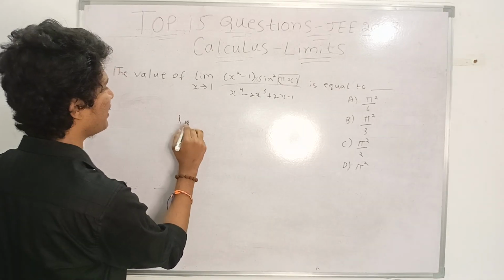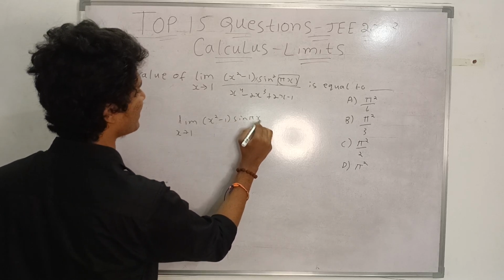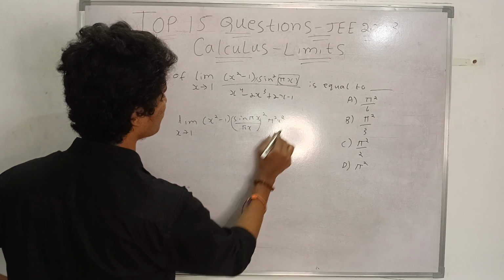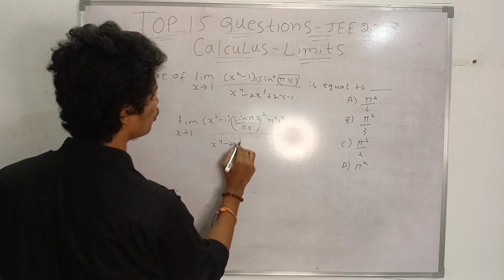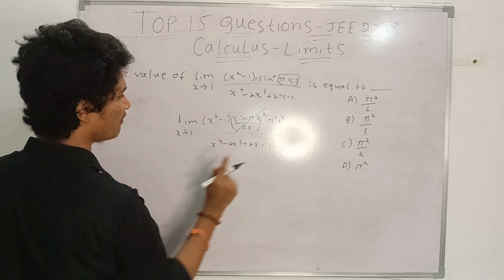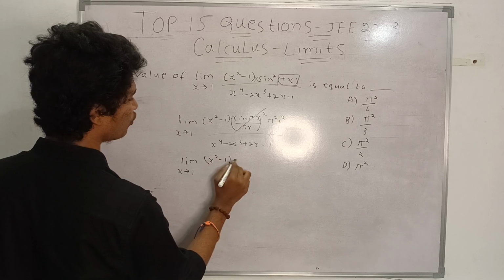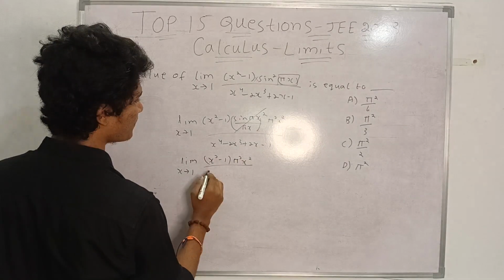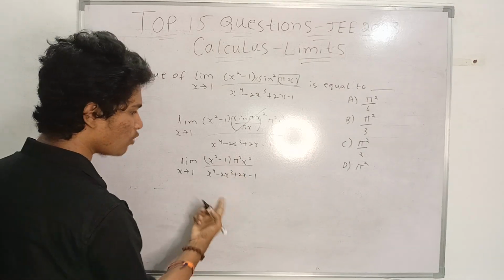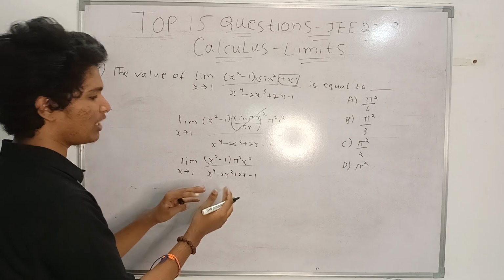Basically I am writing here limit x tending to 1 of (x square minus 1) into (sine pi x divided by pi x) whole square into pi square x square divided by x power 4 minus 2x cube plus 2x minus 1. And when x tends to 1, this part is tending to 1, so it is limit x tending to 1 of (x square minus 1) into pi square x square divided by x power 4 minus 2x cube plus 2x minus 1. And when x tends to 1, it is now 0 by 0 form. What can we do? We can use L'Hopital rule and find the answer.